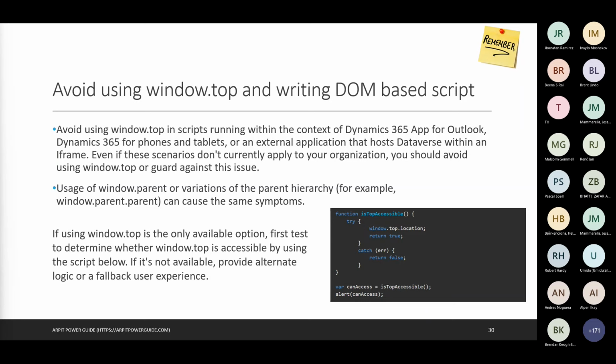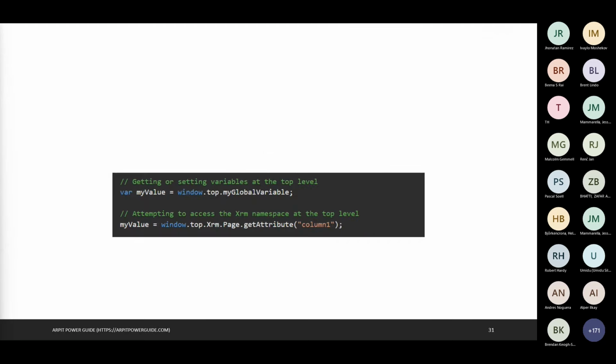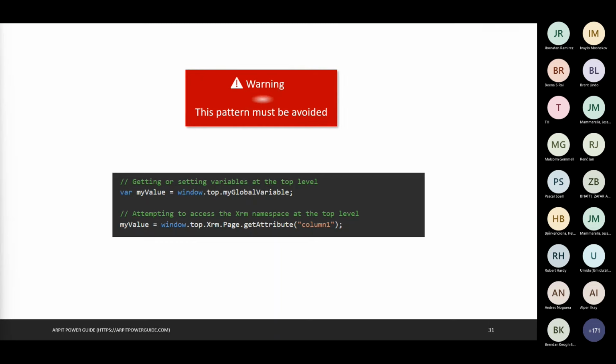So you can write the code that I have depicted in the right picture. It's not recommended, but if you want to use it because you don't have any other option, then you first need to check whether the top location is available to you. If yes, then you can write your business logic. If not, then you cannot use it. So you should avoid writing such kind of code in your script. Okay, window.top.